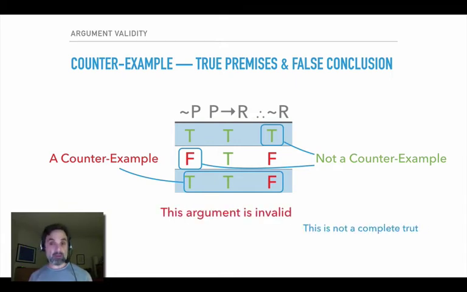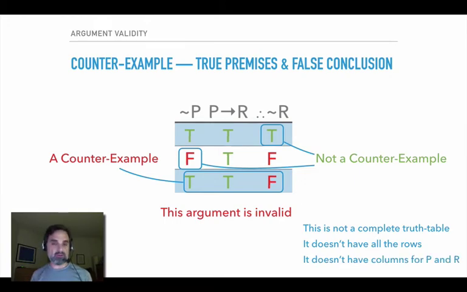Now just to be clear, this is not a complete truth table for two reasons. First, it only has 3 rows, whereas if it was a complete truth table, it should have 4 rows because there are 2 sentence letters, P and R. But also, it doesn't even have the truth values for P and R, so this is a completely incomplete truth table. But that's okay, it makes the point about what a counterexample row is.